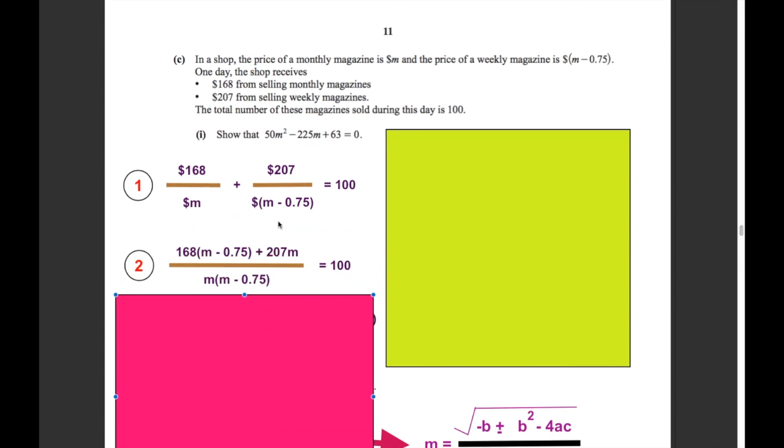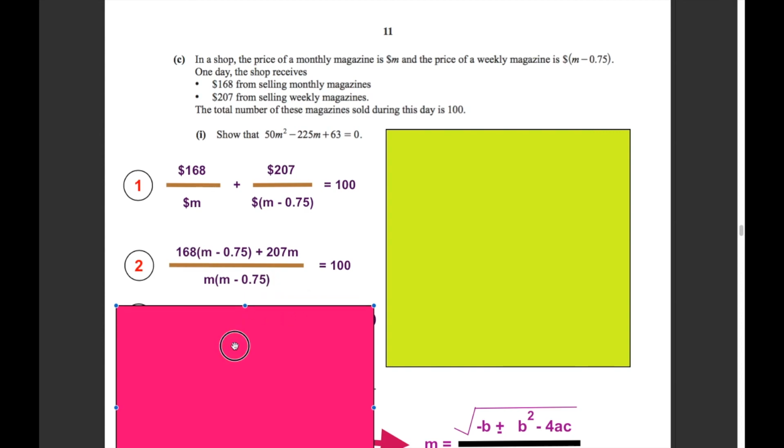So step 2, all we have to do now is simplify. So we have to find a common denominator, which is going to simply mean multiplying it by each other. So that means multiplying this fraction by m minus 0.75, right? So what you do to the denominator, you have to do to the numerator. And then for this fraction, you'll multiply it by m. And there you go. So 168 times this, 207 times m, and then this is your denominator. It's common now. It's the same thing. And it equals 100.